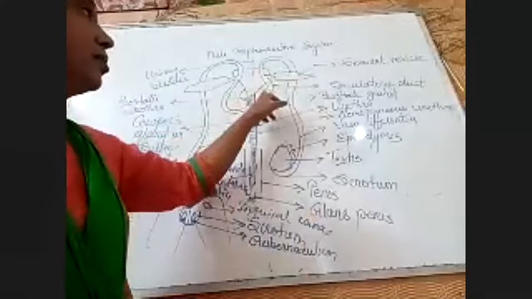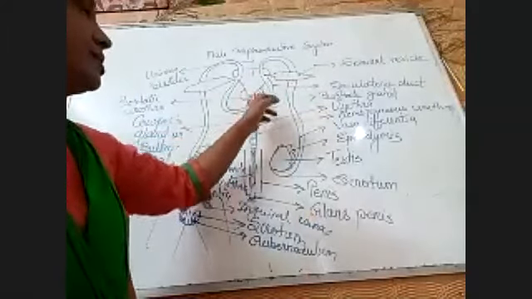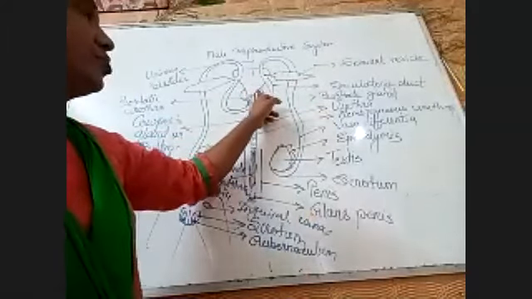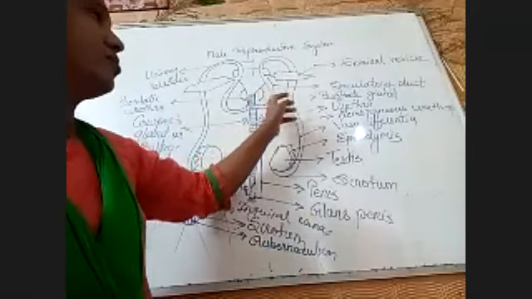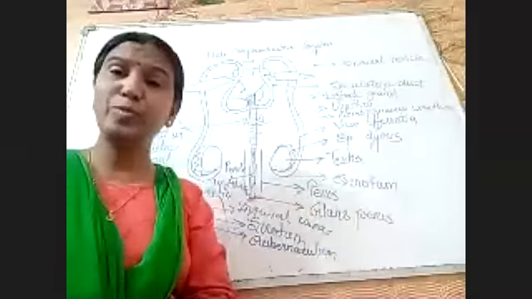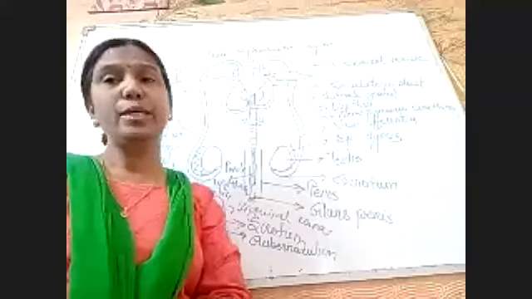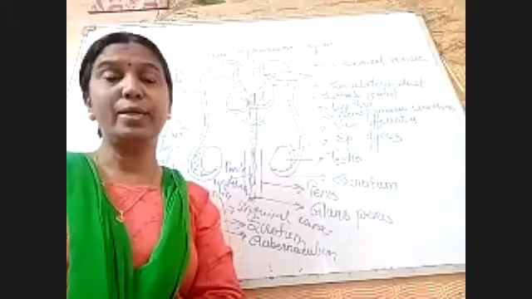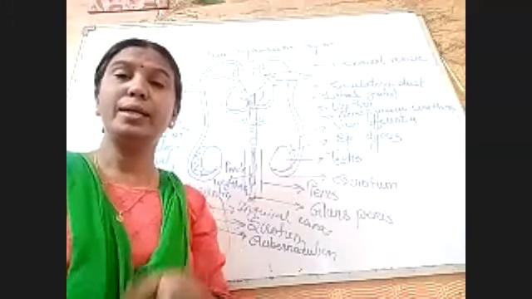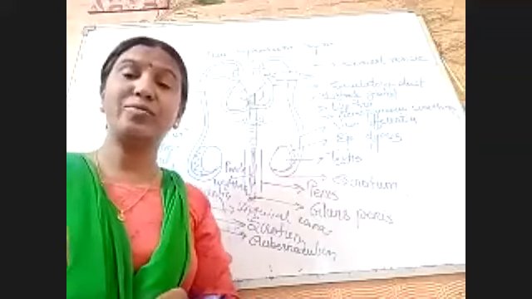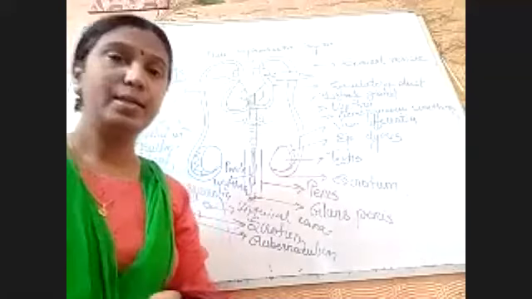Then the prostate gland is present near the neck of the urinary bladder, and it will secrete 30% of the seminal fluid, as well as an alkaline fluid. This alkaline fluid will neutralize the action of vaginal fluid, which is acidic.